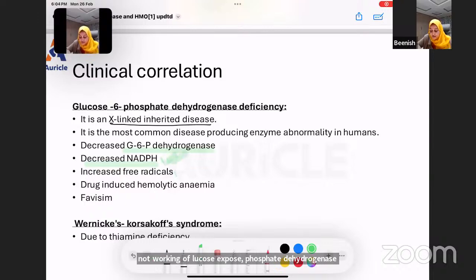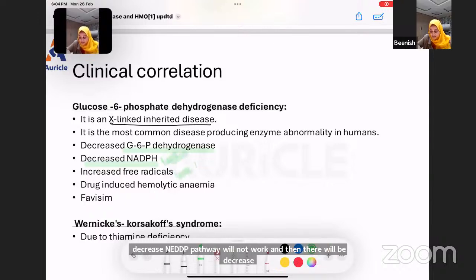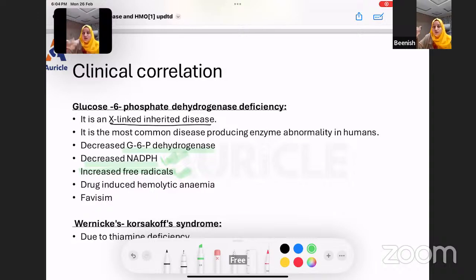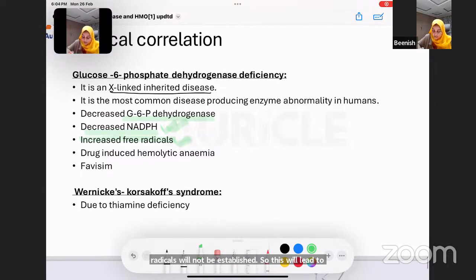Decreased NADPH means decreased free radical scavenging and increased free radicals. Your free radicals will not be scavenged, so this will lead to accumulation or an increase in free radicals. And increased free radicals mean more damage. And there will be drug-induced hemolytic anemia.